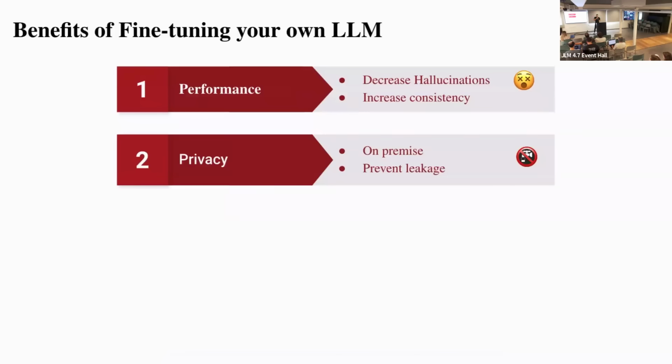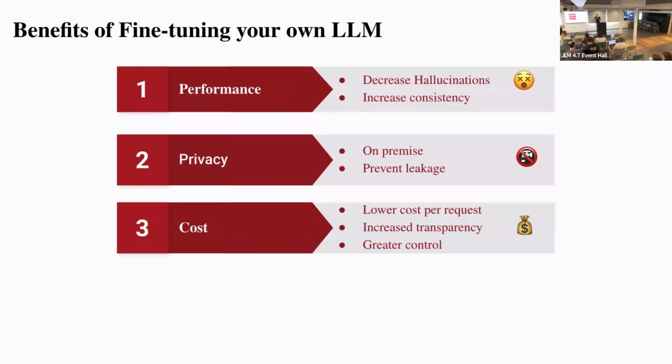Okay, the second category is privacy. So when you're fine-tuning your own LLM, this is on-premise, and you prevent data leakage to a third party. So for some companies, it's very important if they have sensitive or confidential data. And the third category, I've talked about it, is the cost. So we have lower cost per request, and it also helps us to increase the transparency and to control our budget.